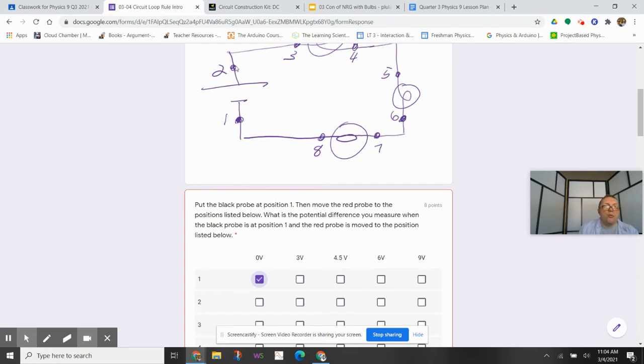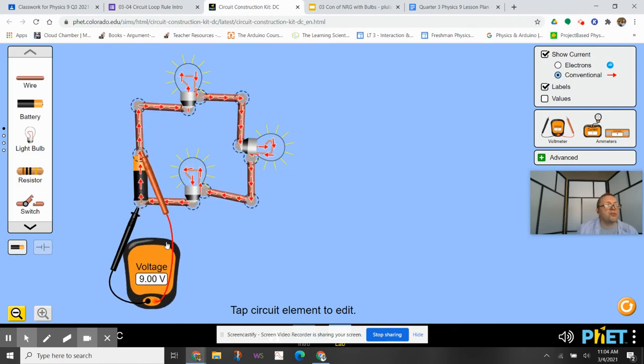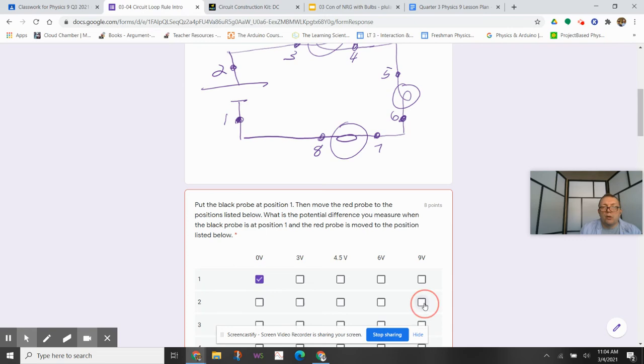Now I'm going to move the red probe to spot 2, just on the other side of the battery. 9 volts of potential there. The battery gives every charge 9 joules of energy, or there is 9 volts of electric potential at that location. So on the other side of the battery, 9 volts of potential. Whenever any 1 coulomb's worth of charge is there, that coulomb's worth of charge has 9 joules.